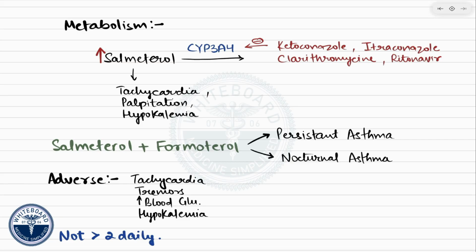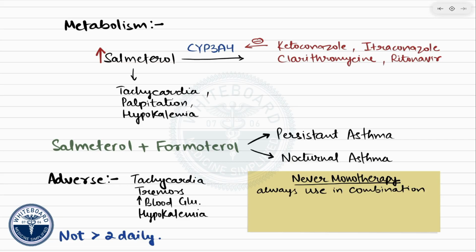One final and very important clinical point. As we discussed above, salmeterol should never be used as monotherapy in asthma. Asthma is fundamentally an inflammatory disease, and while salmeterol effectively relieves bronchoconstriction, it does not adequately control airway inflammation. Therefore, it should always be used in combination with an inhaled corticosteroid. For this reason, fixed-dose combinations such as salmeterol plus fluticasone are widely used in clinical practice.